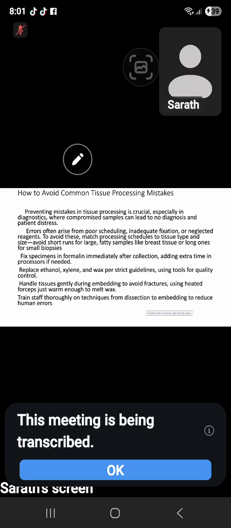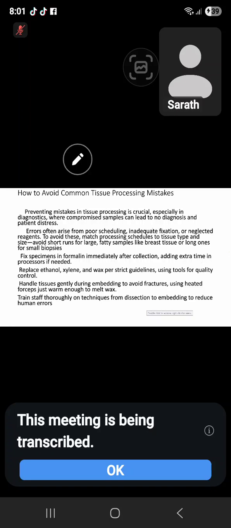Now the process, we have to schedule the time. Sometimes if your schedule is wrong, errors can take place. In inadequate fixation, the fixation time is not sufficient, or there is reagent negligence. That means the reagents are old reagents, right? You have to change the reagents often, or otherwise what will happen? The old reagents give a lot of problems.